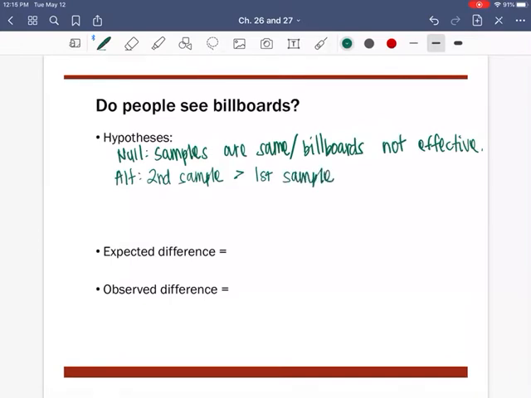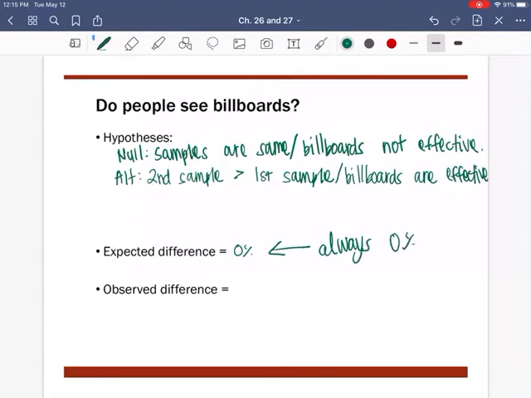The alternative is second sample is bigger than first sample. And we know it is, we just need to make sure it's significantly bigger, that 25% difference is big enough that we can really say it's bigger. Or, in other words, billboards are effective. And you don't have to write both of these, I'm just showing you 2 different options.